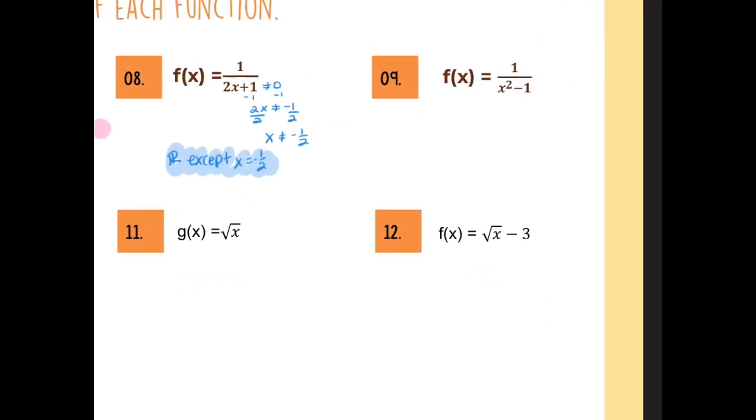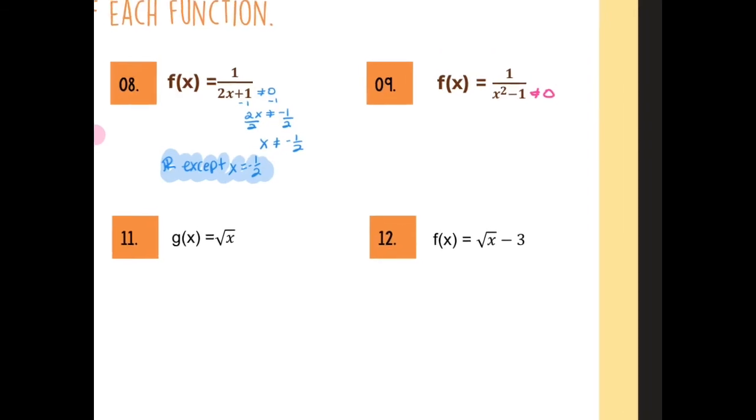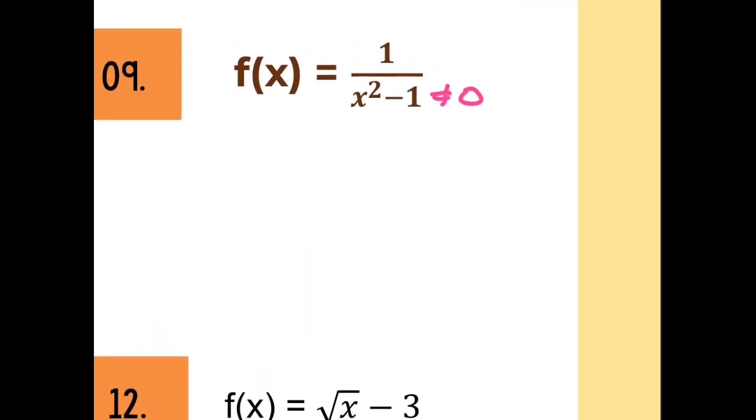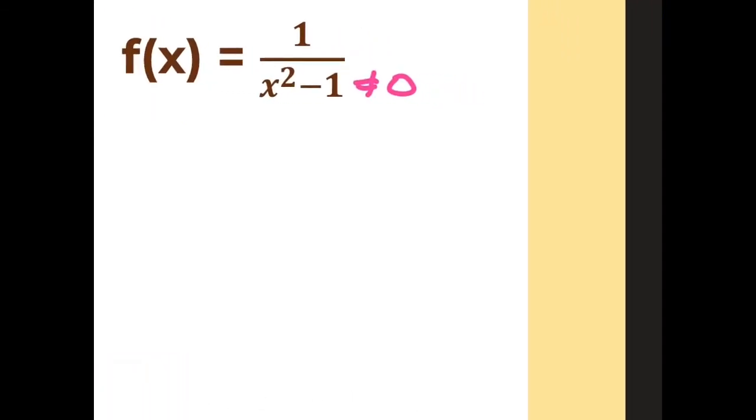Moving to number 9, a variable in the denominator. So I set my denominator not equal to 0. Now this time, this can be factored. So you can look at this two ways. One is factor it, difference of two squares. The other is even root property.